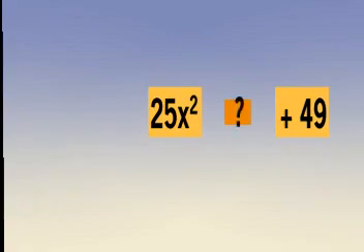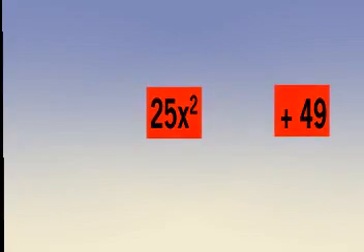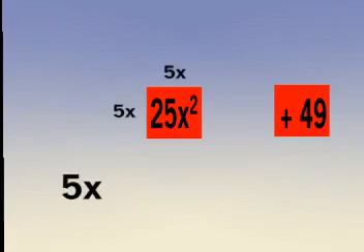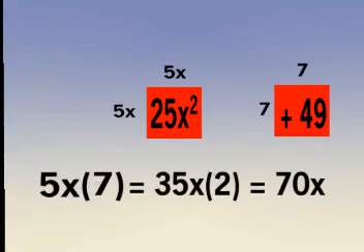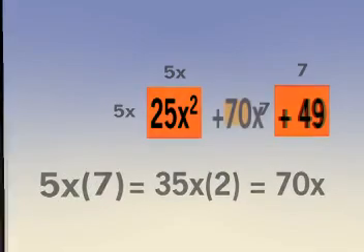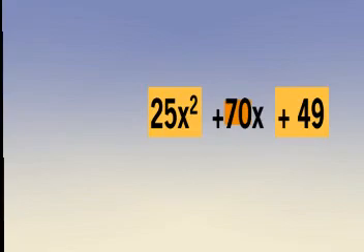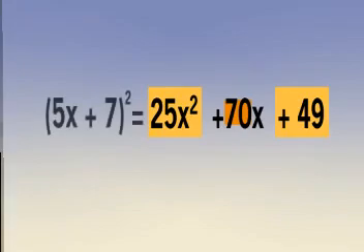What should be placed in the blank to make the trinomial a perfect square? We get the square root of each square. Square root of 25x squared equals 5x. Square root of 49 equals 7. Double this product: 35x times 2 is equal to 70x. Thus, the trinomial is 25x squared plus 70x plus 49. It is actually the square of the quantity 5x plus 7.